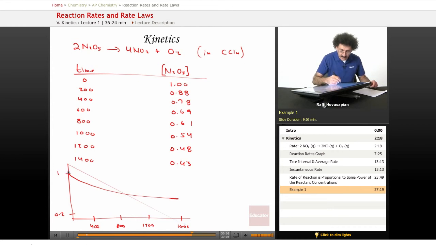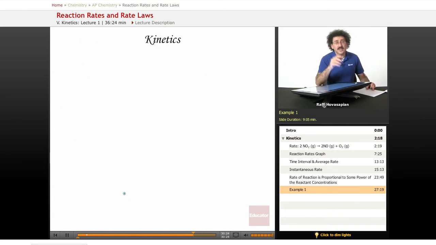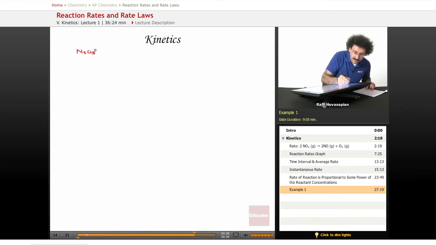Nice and simple, nothing particularly complicated. This is time. This is concentration of the species. Now I'm going to leave this here and move to the next page. When I take that graph and pick a couple of points, I can measure the concentration of N2O5 at particular points. And I can actually measure the rate, the instantaneous rate.